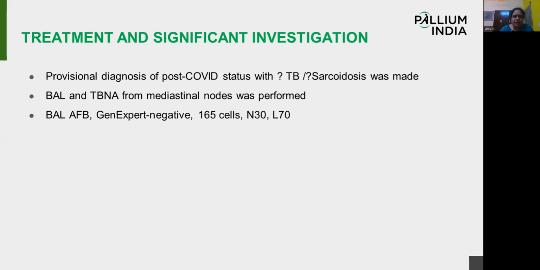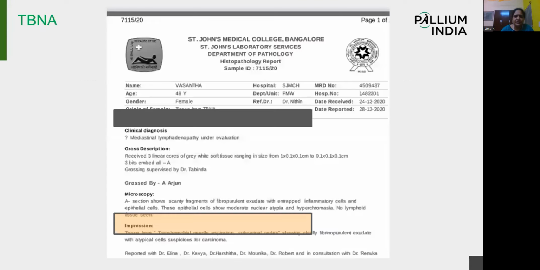So a provisional diagnosis of post-COVID status, and in view of the mediastinal nodes, the doctor outside had thought of TB or sarcoidosis, and she was referred to us for a BAL and transbronchial needle aspiration. The BAL was negative for GeneXpert. It showed lymphocyte predominance with 165 cells. Next.